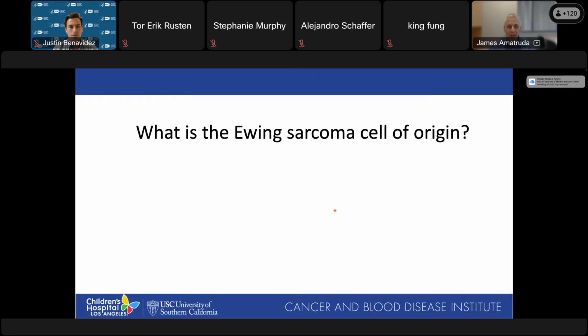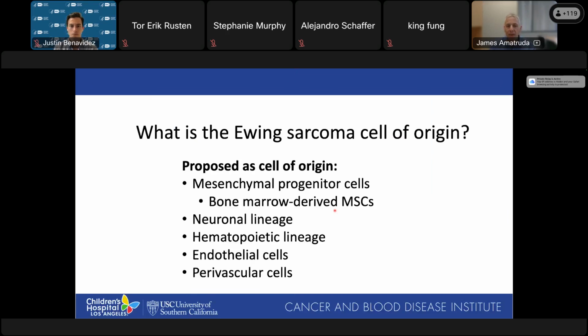But this really left a big open question, which was, what is the cell of origin of Ewing sarcoma, which was the original reason we adopted the fish to look at this. And there have been many proposed models since the description of this disease by James Ewing more than 100 years ago. The tumor cells have many features of mesenchymal, mesodermal cells, so it's logical to think there's a mesenchymal progenitor. However, they also have features of neurons, hematopoietic cells, endothelial cells, perivascular cells.